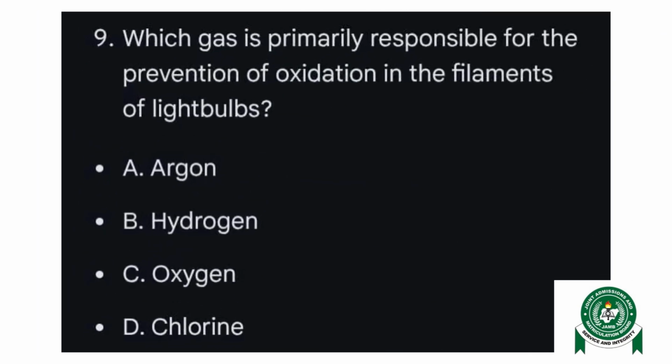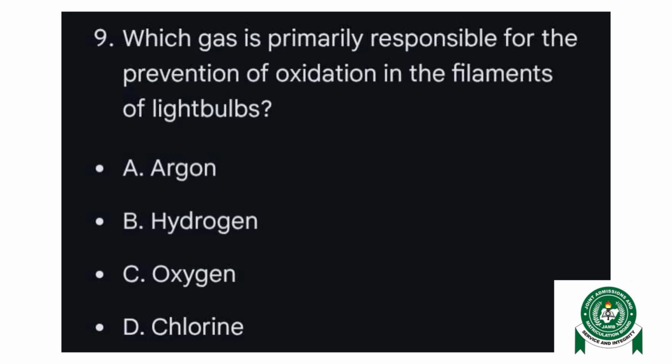Now let's look at question 9. It's a very technical question, but it's very simple when you know the answer. It says, which gas is primarily responsible for the prevention of oxidation in the filaments of light bulbs? Option A, argon; B, hydrogen; C, oxygen; and D, chlorine. Now, the correct option to this question is option A, argon.